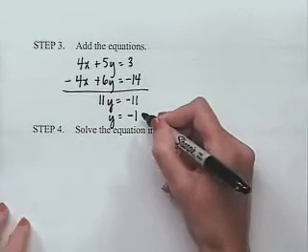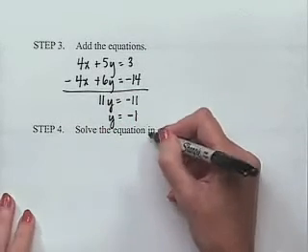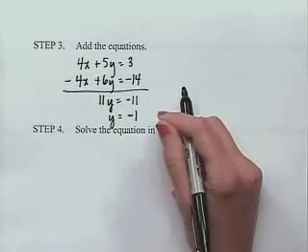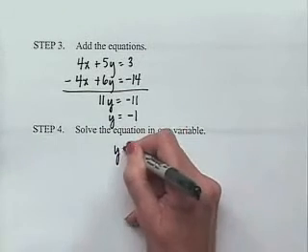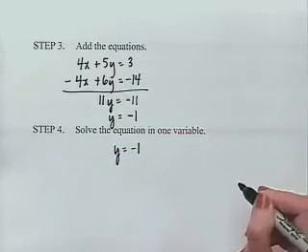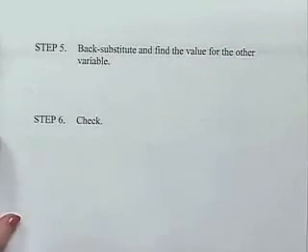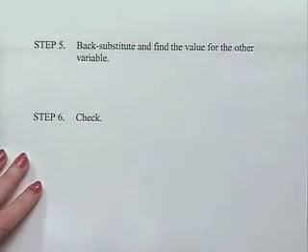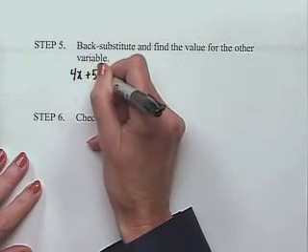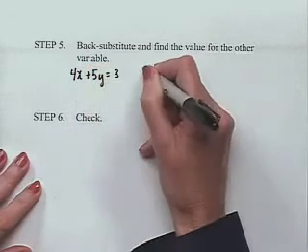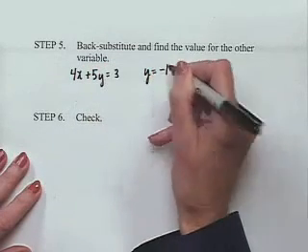Now, we've been able to add and solve the equation, and now we want to think about finding the other value. So, I went ahead and did that step, solve the equation. We come up with y equals negative 1. Now we're going to back substitute to find the value of the other variable. For instance, we had the equation 4x plus 5y equals 3. We've now found y equals negative 1.